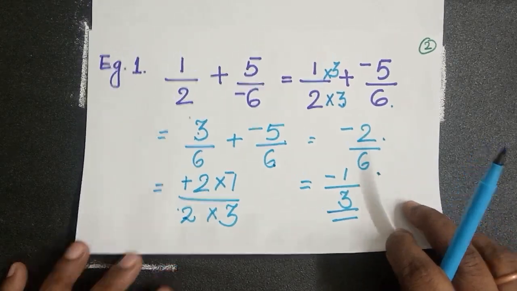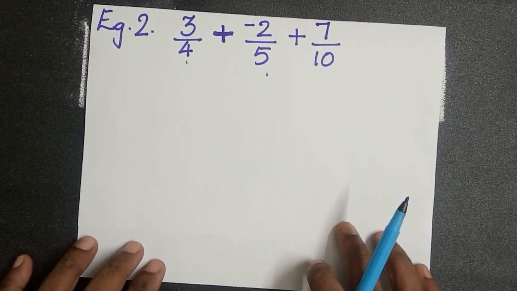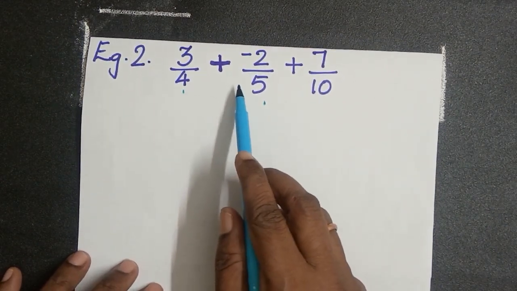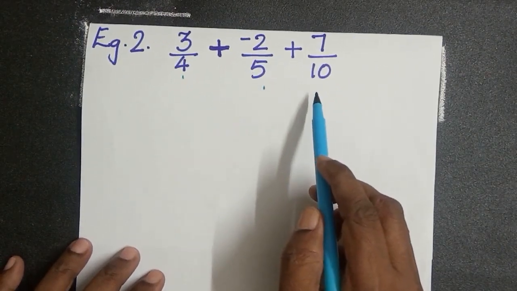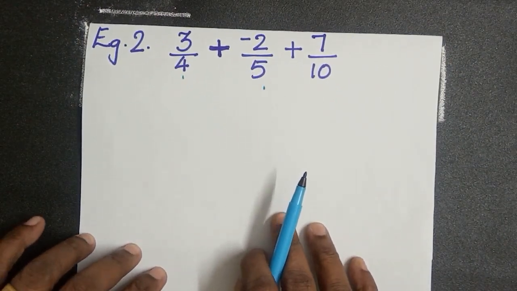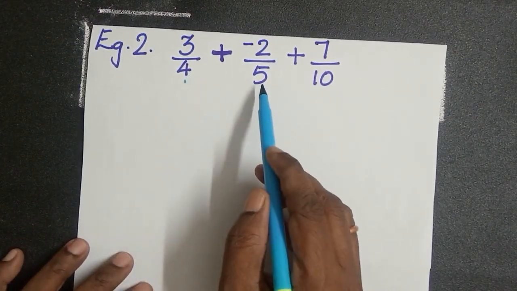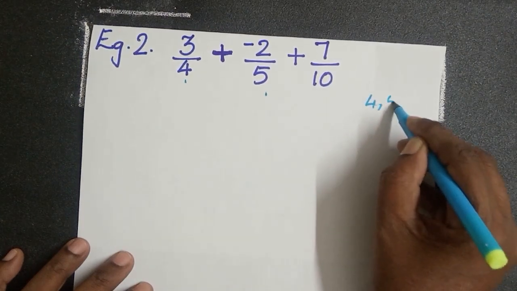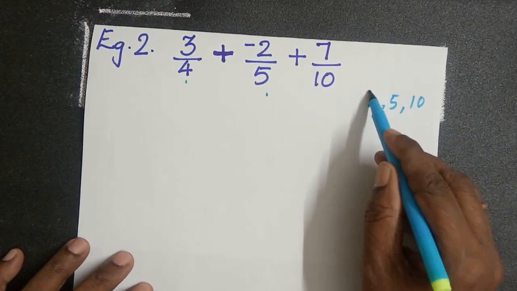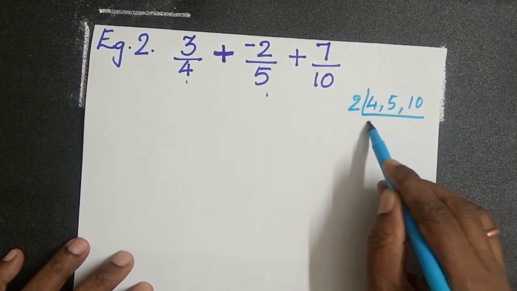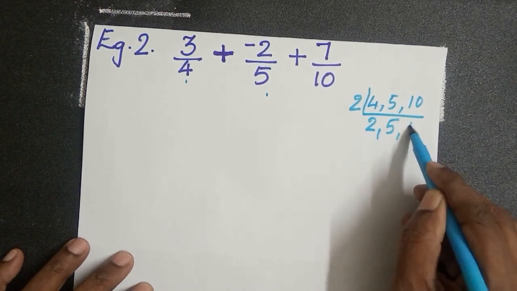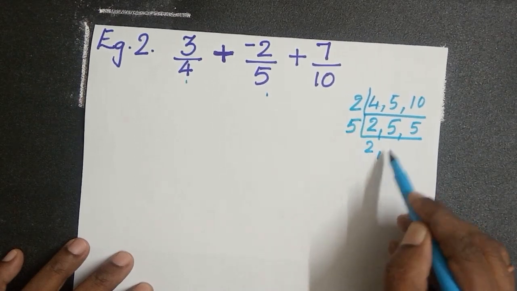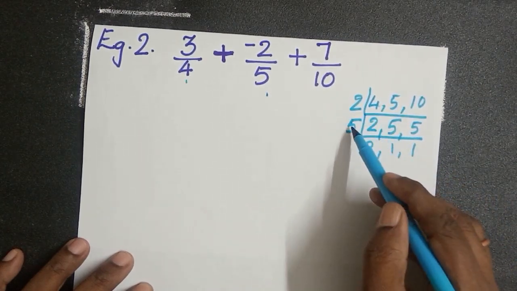Now let us see one more example where we have more rational numbers, that is 3 upon 4 plus minus 2 upon 5 plus 7 upon 10. Here we have 4, 5 and 10, and you need to find the LCM. So what is the LCM of 4, 5 and 10? Let us divide and see. 2, 2 2s are 4, 5 will come down. Now again, by 5, when you do, 2 will come down, 1, 1. So the LCM will be 2 5s are 10.